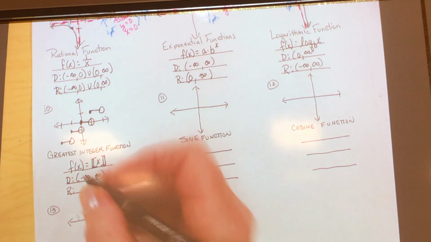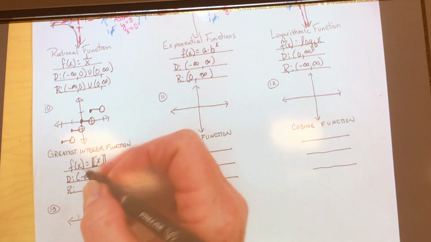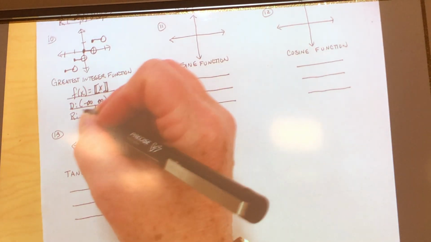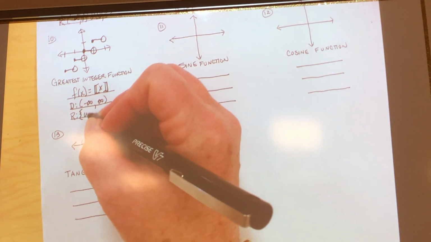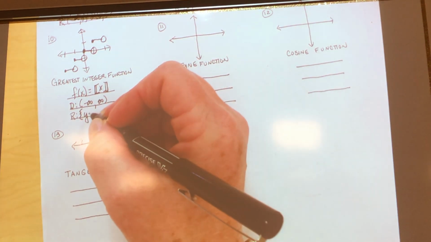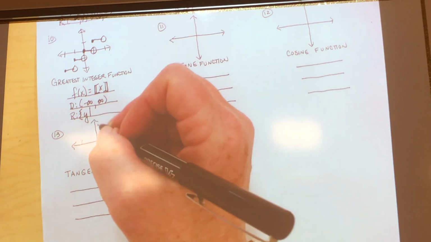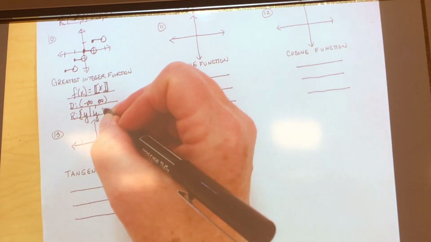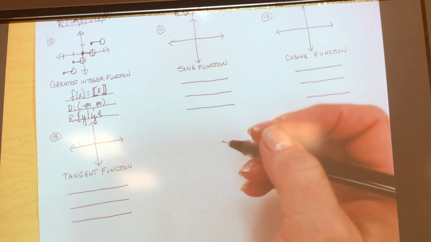The range, we're gonna write it in set notation because that's the best way to write it. So we're gonna write range is any y such that y is an element of, anybody remember how to write integers?